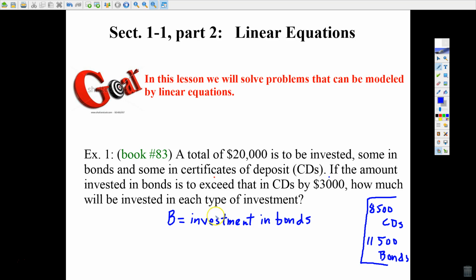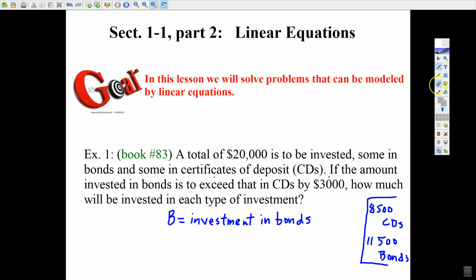So I'm hoping that now that we've started here and looking at the wording, is there a better way of going about this? B plus 3,000, is that CDs? But it says the amount in bonds is to exceed. So in other words, bond investment should be greater than CDs by 3,000. Well, let's start off with a variable that represents CDs. What do you think?